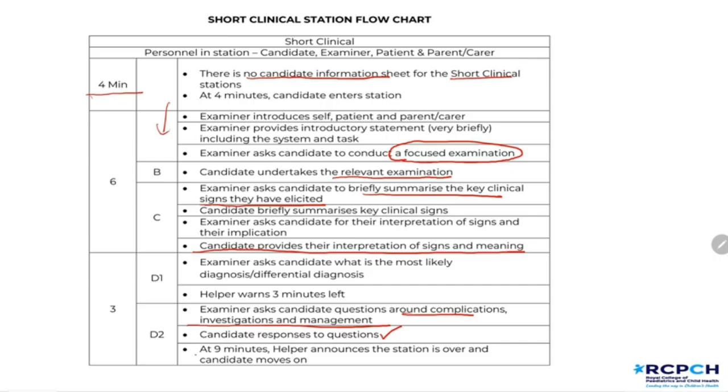So the total station time is about 9 minutes. At the end of 9 minutes, the helper will announce that the station is over and the candidate will move to the next station. Clear?